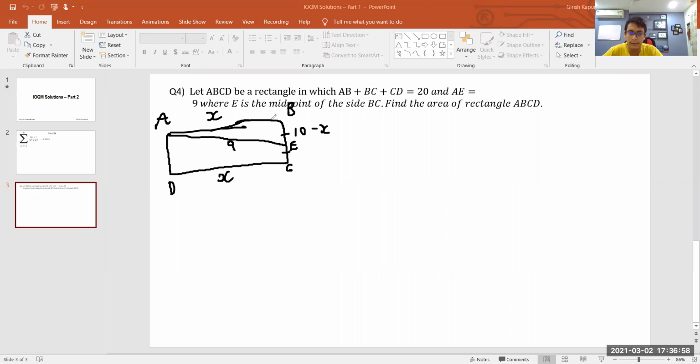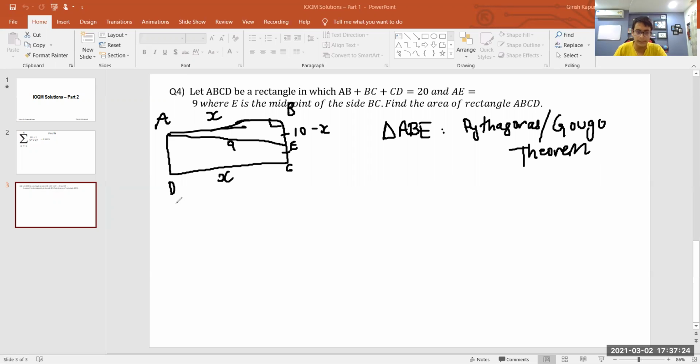Now one more thing to remember is that every angle in a rectangle is a right angle, 90 degrees. So now good old Pythagoras comes to help. In triangle ABE, we use Pythagoras or the Go-Go theorem. I hope someone gets the reference.